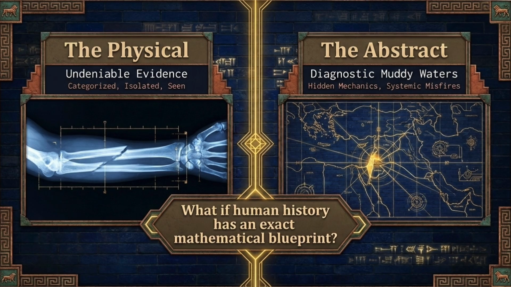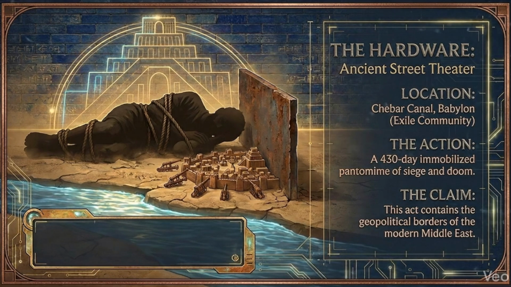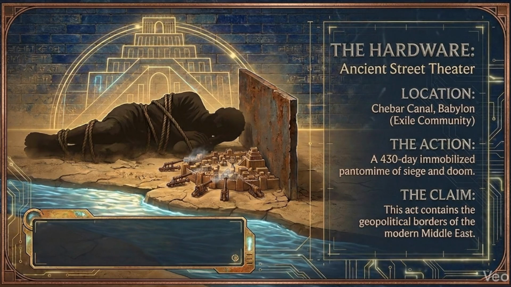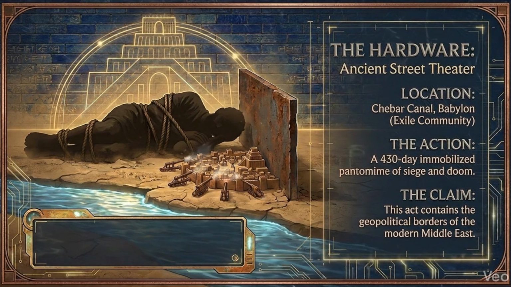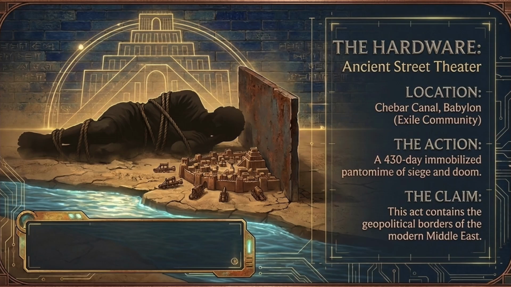Exactly. But what if that same human desire for precision, that hunger for an exact, visible, undeniable diagnosis, could be applied to the timeline of human history itself? Wow. Okay, that's a massive shift. Right. So, let's unpack this. What if someone told you that a man lying on his side in the dirt, like 2,500 years ago, contained the exact mathematical blueprint for the geopolitical borders of the modern Middle East? It sounds like the premise of an esoteric thriller. It really does. But that framework is actually the core of our exploration today.